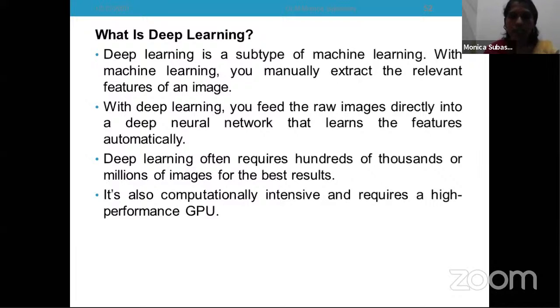And we cannot work with a normal laptop. We would need a high performance GPU. These are the two necessary requirements to work with deep learning.